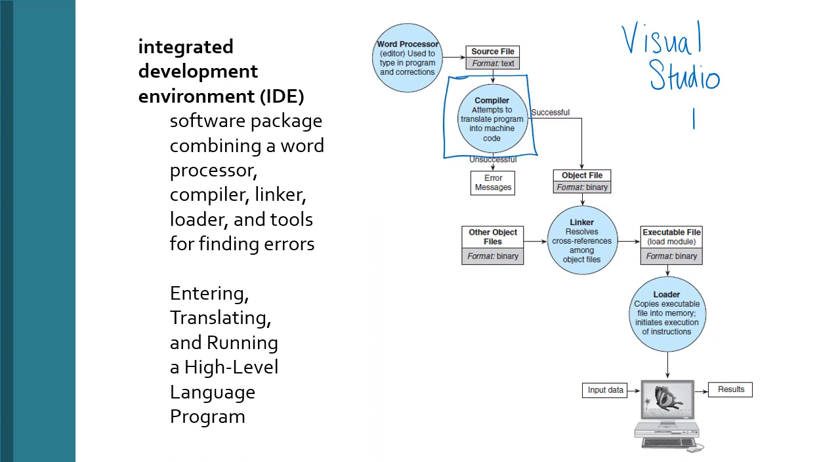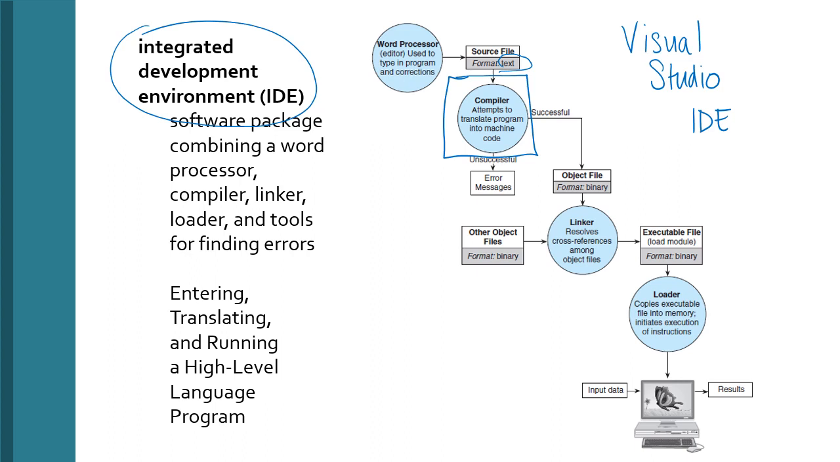Visual Studio is what's called an IDE, or an integrated development environment. This is an entire software package that comes with everything. It comes with a word processor, and that's where you create your source code. The word processor in Visual Studio is very robust. It has pop-ups and color codes and all this other stuff, but the actual source file is just plain text. Like I said before, the format of your source code is just plain text.